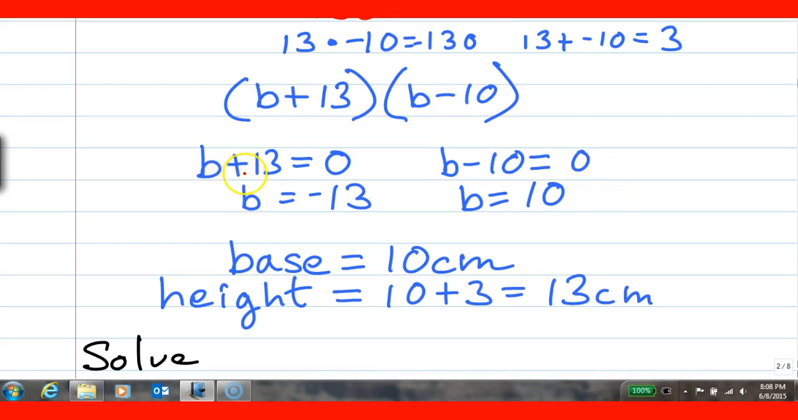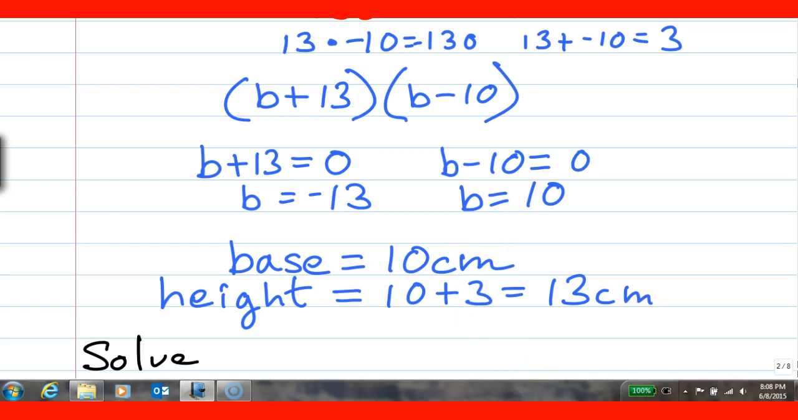I solved the first one by subtracting the 13 to the other side, leaving me with b equals negative 13. On the other one, I solved the problem by adding the 10 to the other side. So this leaves me with b equals a positive 10. Well, I'm looking at a measurement, so a negative number doesn't make sense. So I'm going to ignore the negative 13 and use the positive value. So my base has to be a 10.